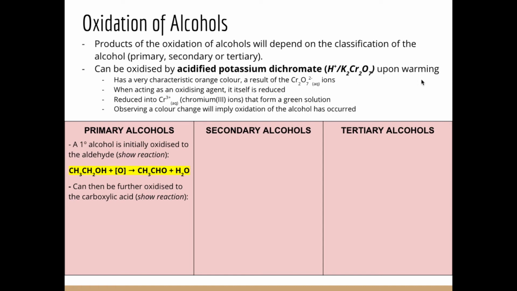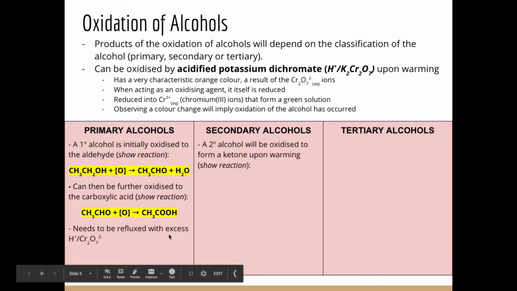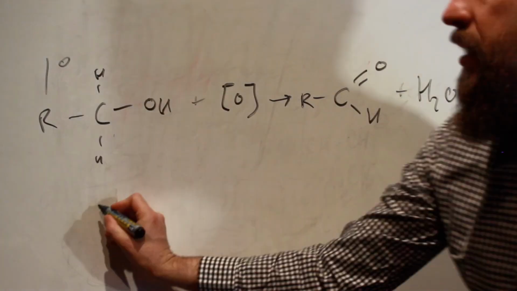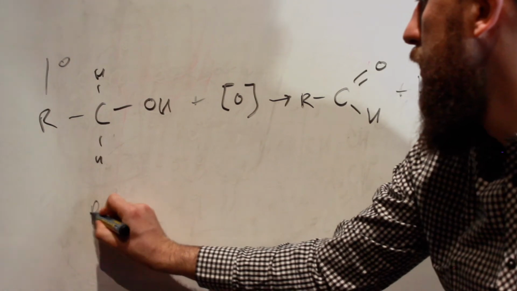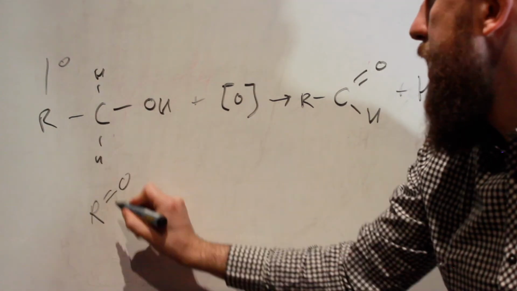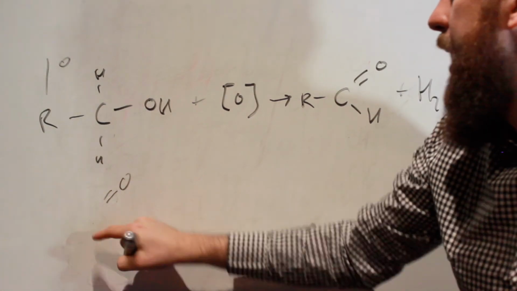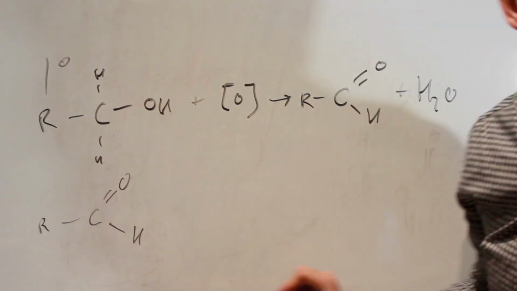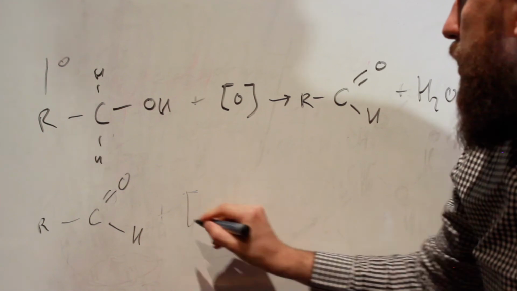Now this is when we have warming. So these are relatively mild conditions. We can oxidize that even further if we heat it with reflux and with excess of the oxidizing agent. So what we'll observe then, if we have the further oxidation, is we take the aldehyde and we oxidize it more. We add an extra oxygen atom to it. That's my aldehyde. Add the extra oxygen atom to it.